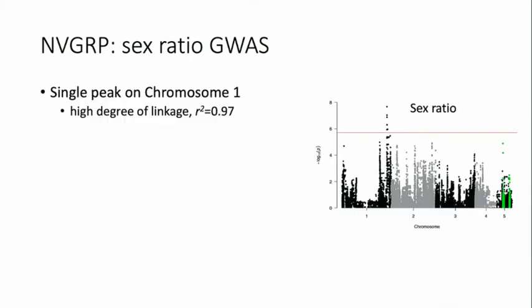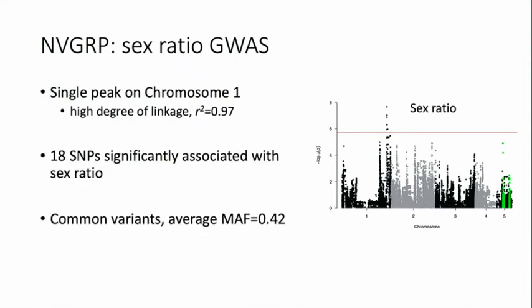So this is what it looks like. If you then do the GWAS, you get a single peak passing the thresholds on chromosome 1. Still, you see a lot of peaks, so it's indicating that it's a polygenic trait. And all those SNPs in this peak are in high linkage with each other, so they also give the same signal, basically. And those are 18 SNPs that are significantly associated with sex ratio. The nice thing, though, is that those are common variants, so it's not just one line that has this causative SNP, but it has an average minimal allele frequency of 0.42.